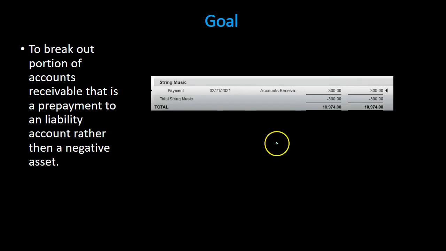To see that, if we go to the detail report, we have this one client. If we go through the detail, that has a negative receivable, which doesn't make sense. There's no such thing as a negative accounts receivable. That would mean that we owe someone else money, and therefore it would not be an asset, a receivable, but a liability. In this case, that liability is called unearned revenue.